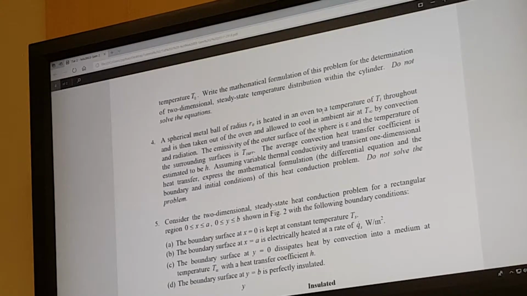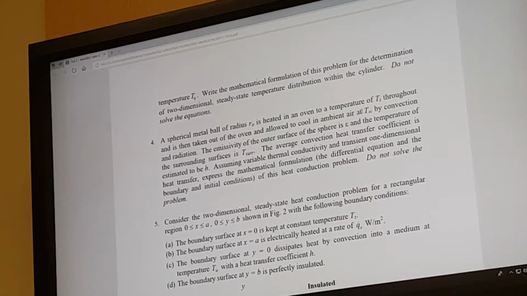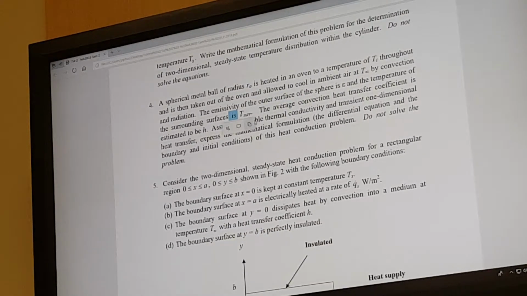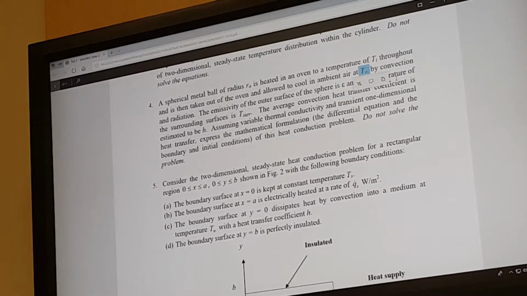This is a transient term because I have to withdraw the ball from the oven and put it in the cold air, right? The initial temperature gives you one initial condition. Outside is cooling by convection and radiation. Simple. Just here one tricky part: most likely they assume T infinity equals T surrounding. T infinity is used to calculate the convection, T surrounding is used to calculate the radiation. Most likely they assume the same, but here they are different.